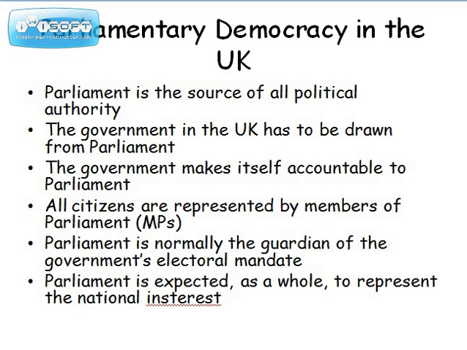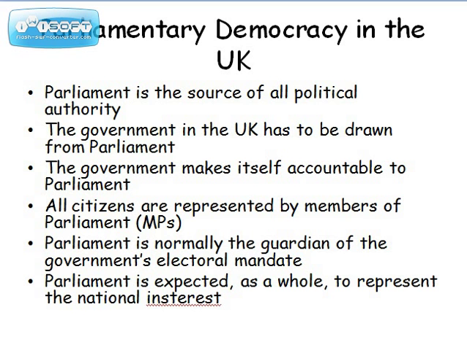The first point is that Parliament is the source of all political authority. It's effectively not possible to exercise power without the sanction of Parliament. Even the Prime Minister, who enjoys many powers inherited from the monarchy, can only act if they are supported by Parliament. Secondly, the government of the UK has to be drawn from Parliament. Members must be members of either the House of Commons or the House of Lords. Government can therefore be made directly accountable to Parliament.